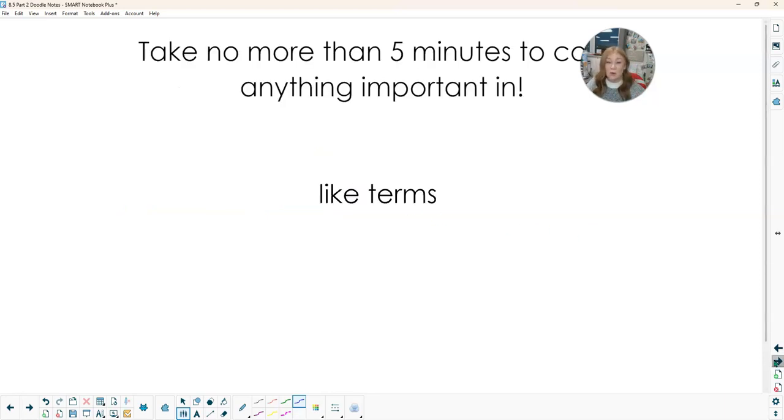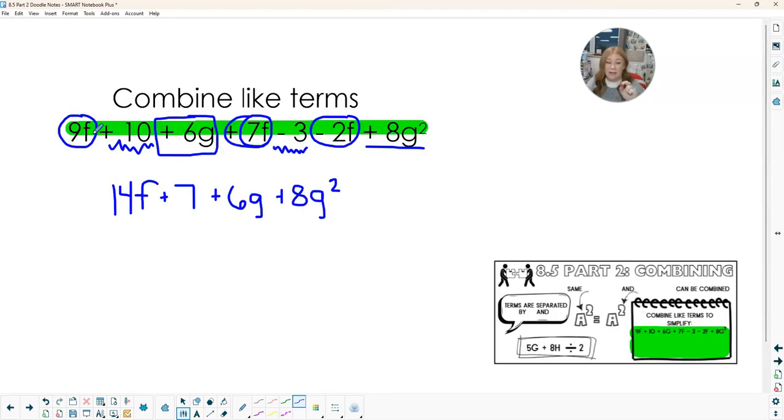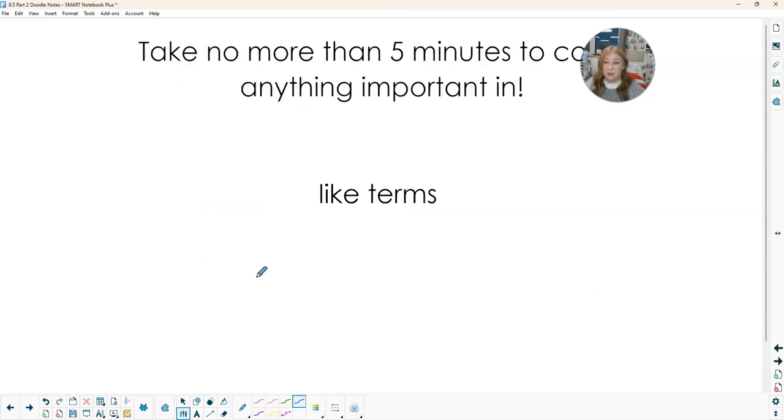So take no more than 5 minutes, color in anything. You could use your colors to come back and say, here's my f, here's my f, here's my f, to highlight that those are the same if you would like to do that. So finish up your notes.